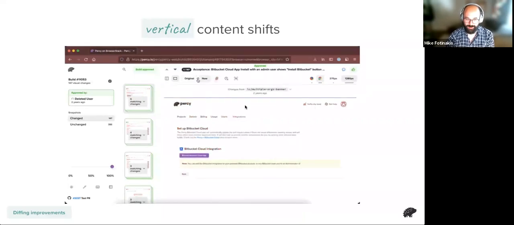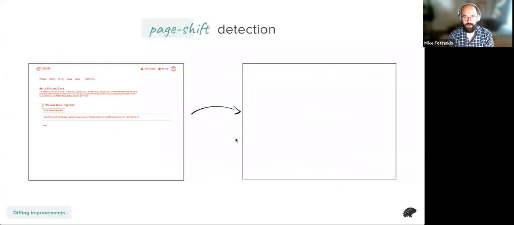Another example of a vertical content shift. This is actually us testing Percy in Percy. So this is a little meta, but the screenshot that you see here is actually a Percy page inside of the Percy web application. So you can see here in the first generation differ that there's a bit of noise because we added a header bar to the top of the page that shifted everything down, another vertical content shift. In the previous version of the differ, you see all the content diffs below.